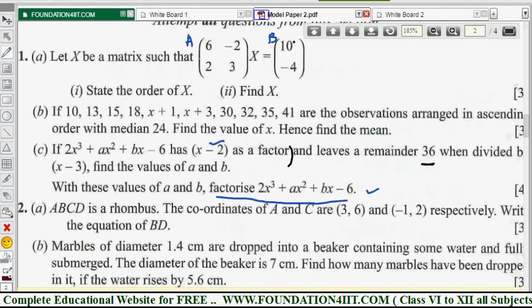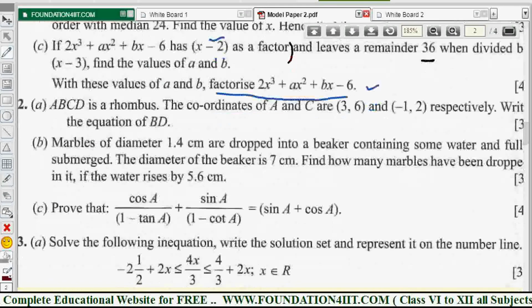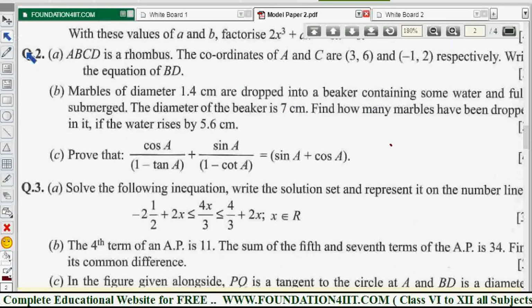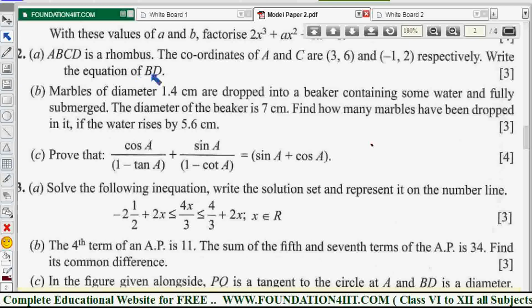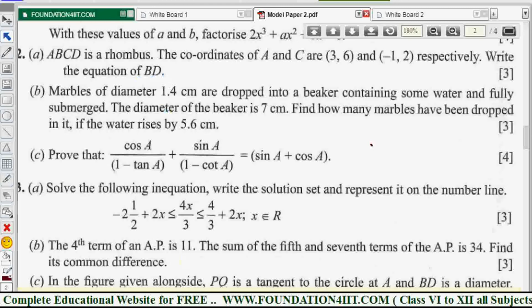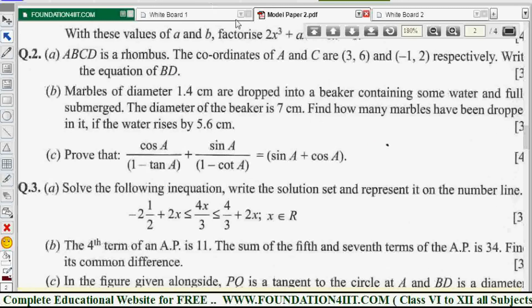Now this is question number 1. Then we can start problem 2 now. So in this paper, in question number 2, the first one is ABCD is a rhombus. The coordinates of A and C are given: 3, 6 and minus 1, 2. And write the equation of BD. Okay, so we'll take the diagram and given data, let us solve this.